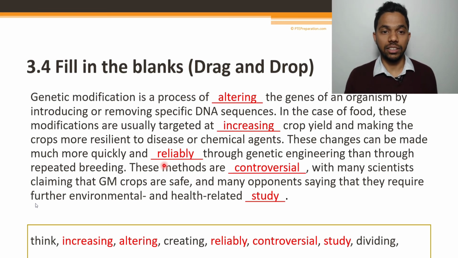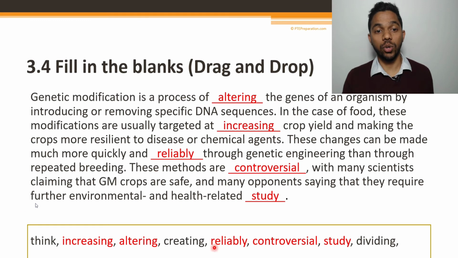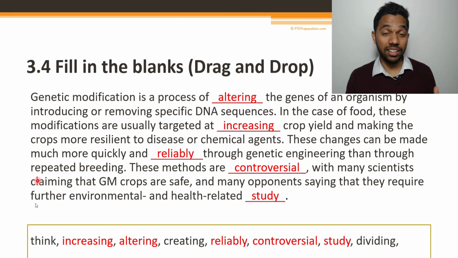Again, reliable was the most appropriate option that I could choose from here, because nothing else really made sense. Quickly and controversially dividing, first of all, they don't make grammatical sense, and this was just the most appropriate. Blank. These methods are controversial, with many scientists claiming that GM crops are safe, and many opponents saying that they require further environmental and health related study.